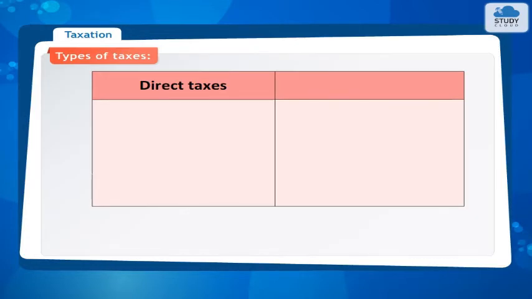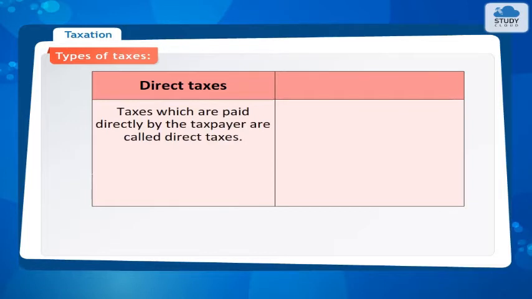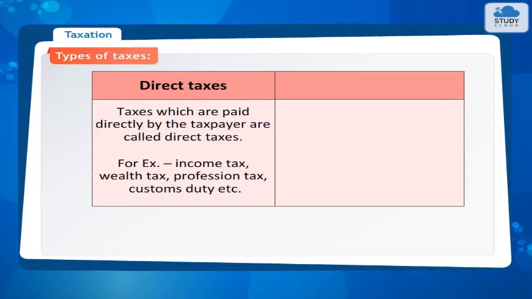Types of taxes. Direct taxes. Taxes which are paid directly by the taxpayer are called direct taxes. For example, income tax, wealth tax, profession tax, custom duty, etc.